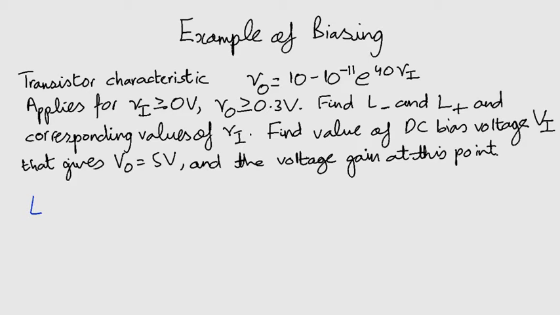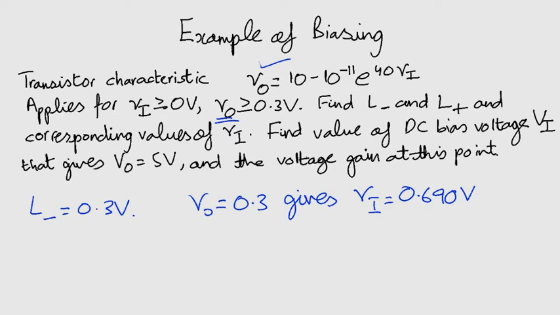L minus is obviously 0.3 volts. These limits are for the y-axis, remember, and V0 is the y-axis. The corresponding instantaneous input voltage value is obtained by putting V0 equals 0.3 volt into this equation to get Vi equals 0.69 volts. To find L positive, we put Vi equals 0.